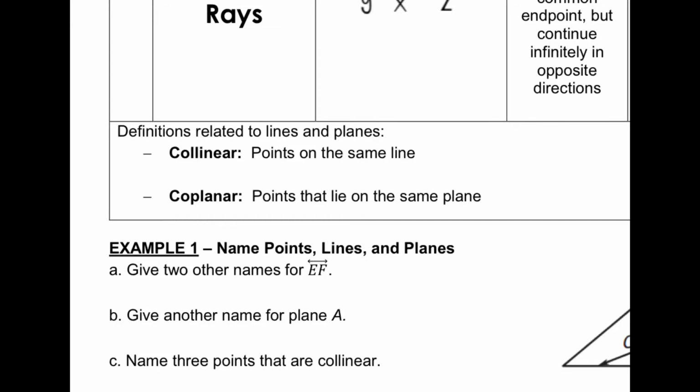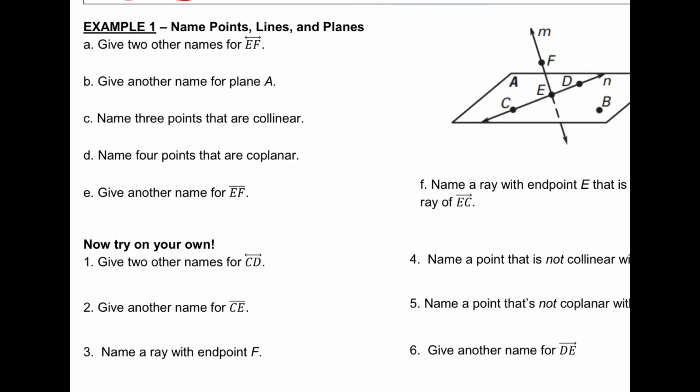Some more vocabulary. 2 points on the same line we can call collinear. Co is that prefix that means with or together. And points that are on the same plane we can call coplanar. If we look at line EF, that is this line here, there's only 2 points on that line. So EF is one name. Another name is FE. Make sure that you have the line above it with both of the arrows. We can also call this line M.